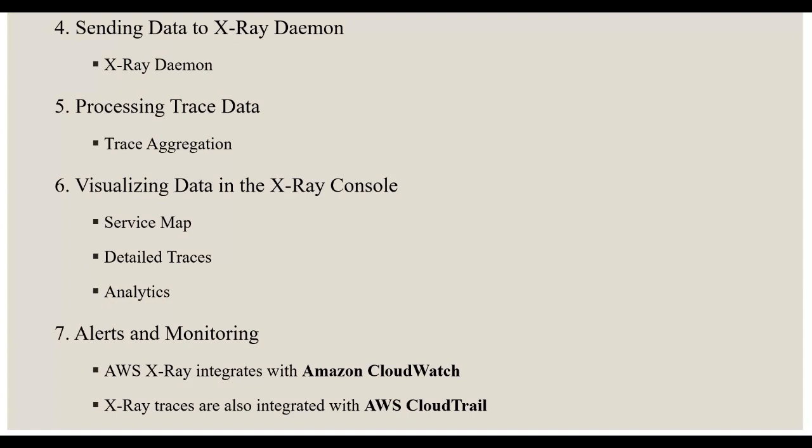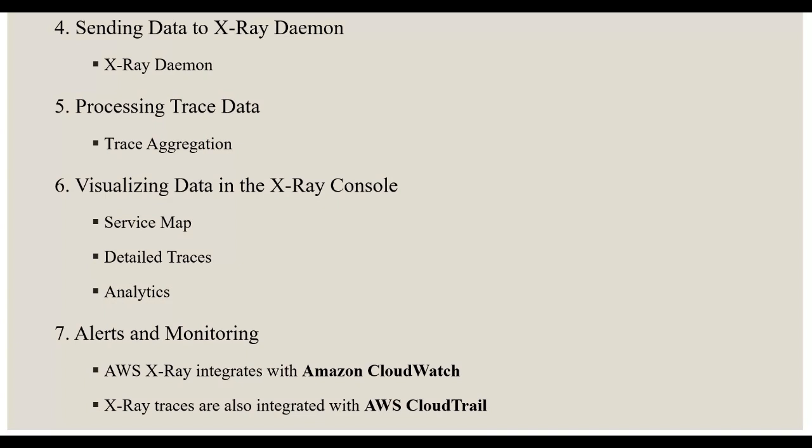After sending to the X-Ray daemon comes processing the trace data. The X-Ray service collects the data from the daemon and processes it. The data is stored and indexed for querying and visualization. Trace aggregation means the service aggregates the trace data to generate a unified view of the request flow across the services, and it also enables grouping of similar traces.